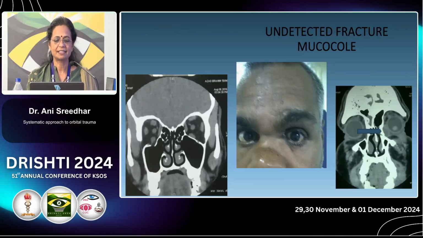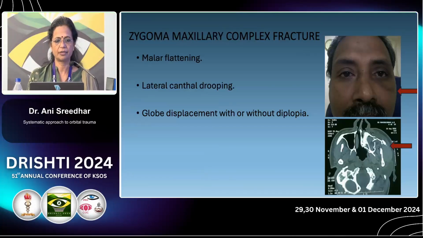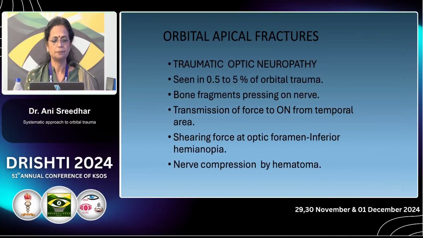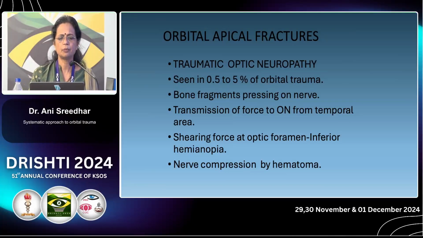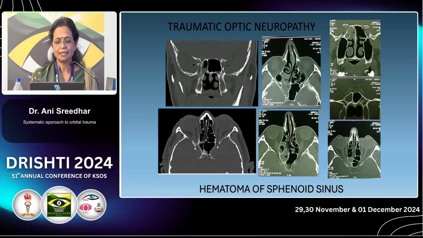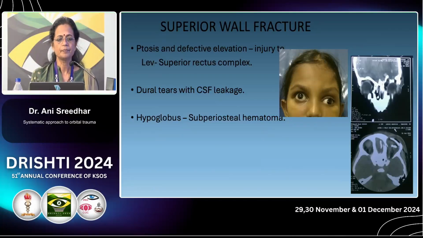So, an undetected fracture: a patient came with an NLD block mucocele. I took a CT, and it was an undetected fracture. In a zygomaticomaxillary fracture, there will be malar flattening, lateral canthal drooping, and there may or may not be globe displacement. Traumatic optic neuropathy can be seen in 0.5 to 5% of orbital trauma. Traumatic optic neuropathy is a short note that can be asked. I don't know if there are any PGs here. These are the different causes of traumatic optic neuropathy. Blood in the sphenoid sinus is an indication of traumatic optic neuropathy.